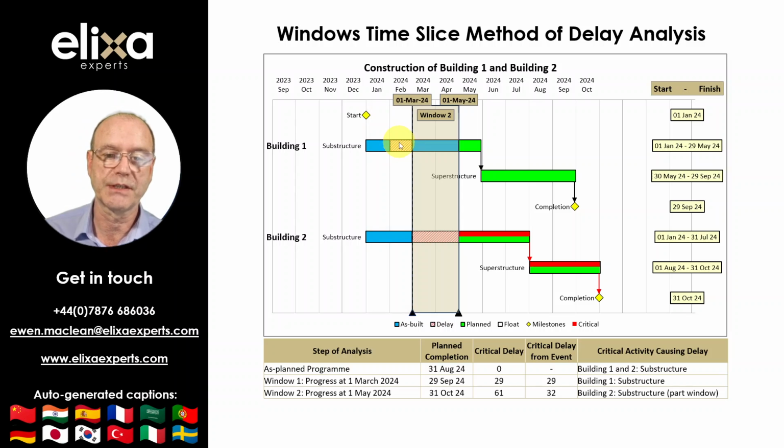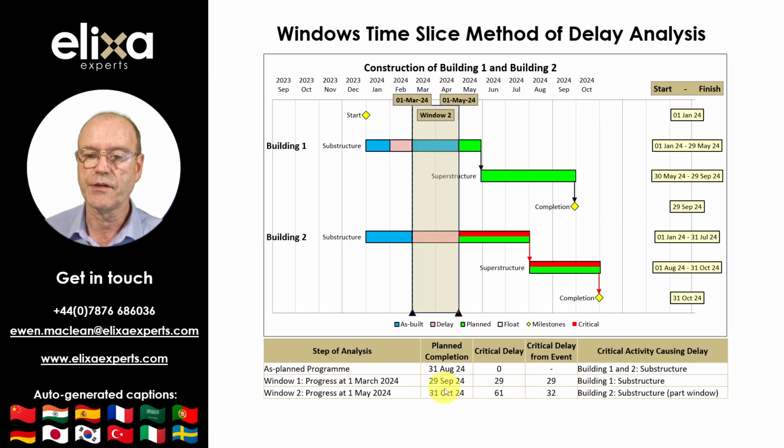Next, the program is updated with progress at the 1st of May, 2 months after the 1st of March. This defines Window 2, where it can be seen there has been a 2-month delay, or 61-day delay, to the substructure of Building 2, whilst Building 1 progressed as planned. The 2-month delay to Building 2 pushed planned completion out from the 29th of September to the 31st of October. And since the substructure of Building 2 is now driving completion, it is critical at this time, as recorded in the table.